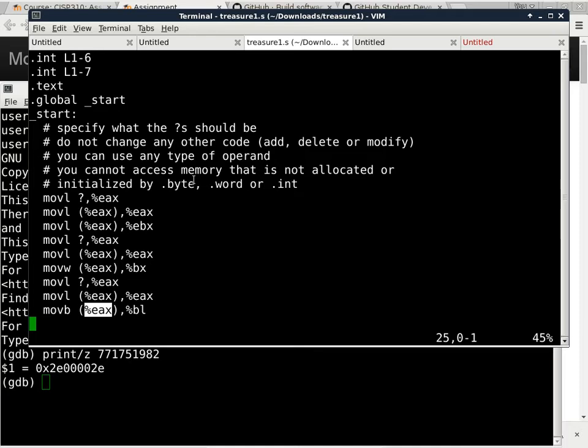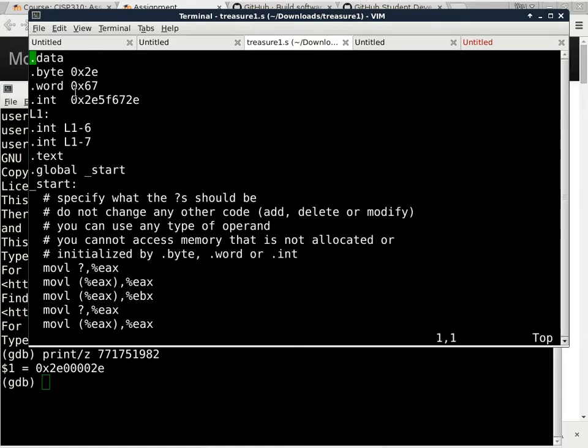Okay. So now is a good time to look into how memory is laid out here, and really just label each location with its own address in the form of L1 plus something or L1 minus something.